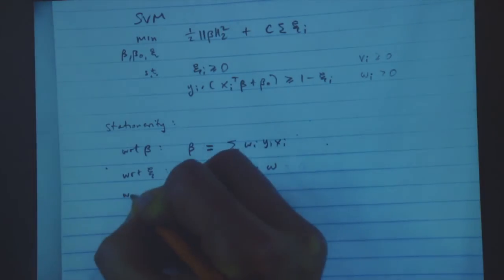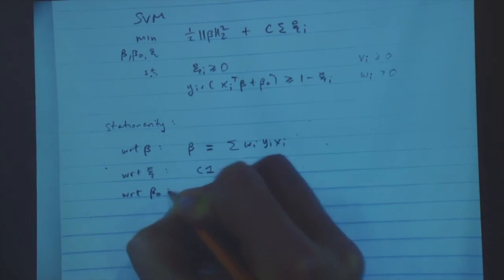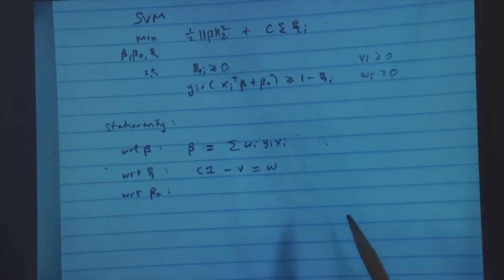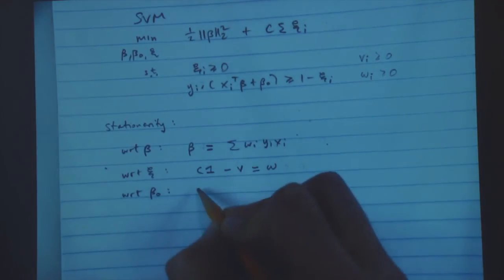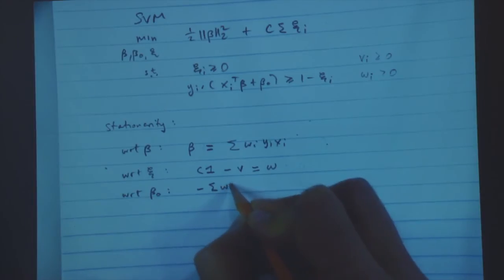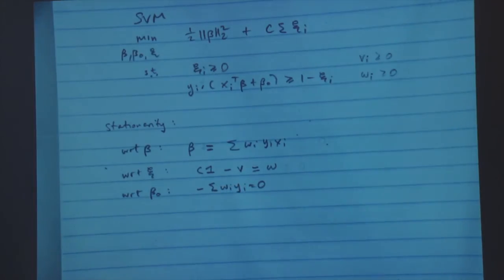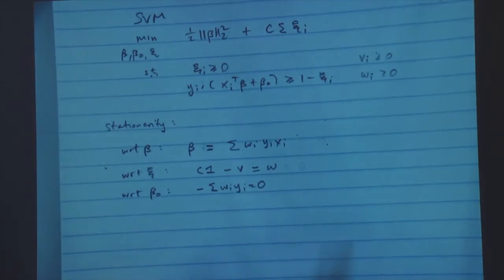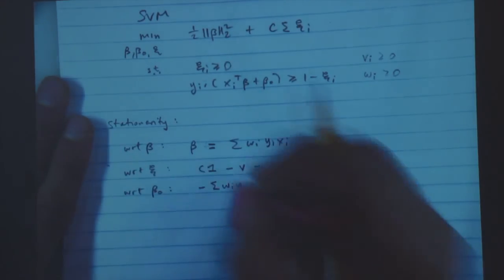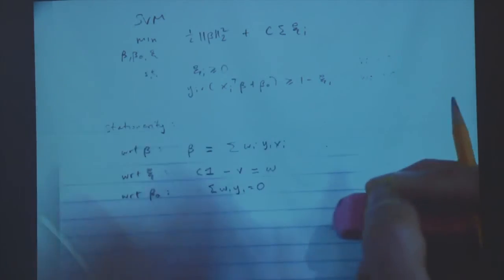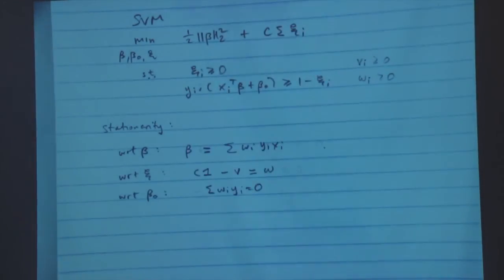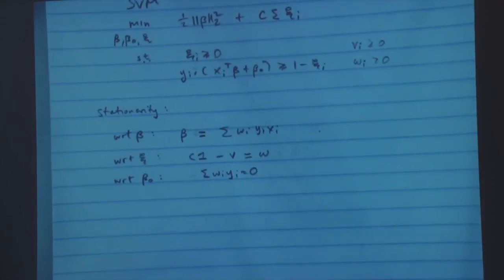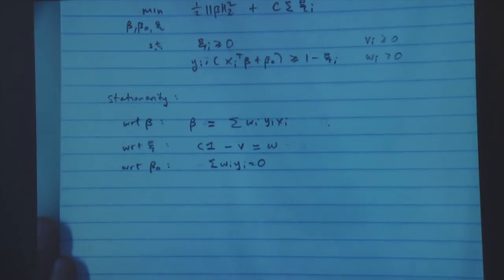Now let's do with respect to beta naught. This one's very simple. There's only one appearance of beta naught. It's here, right? And it just tells me that minus the sum of wi, yi has to be equal to 0. If I bring this over to that side and multiply by wi and take the derivative with respect to beta naught, the minus doesn't matter. So those are our stationarity conditions we just derived with respect to all of our primal variables, right? We just split it up into blocks over each block of primal variables because it's more convenient to write it that way.